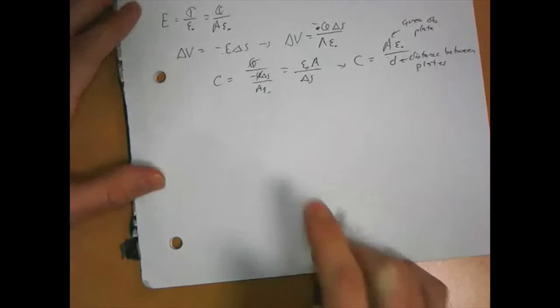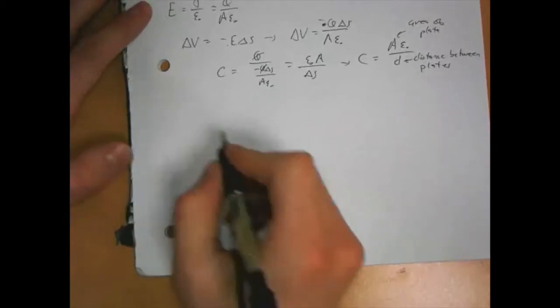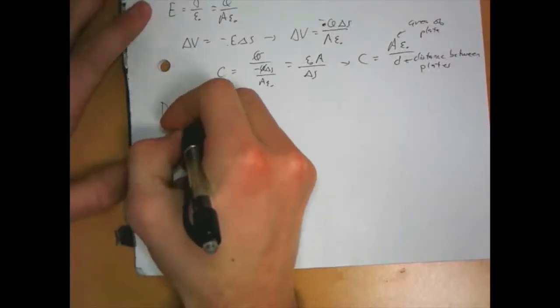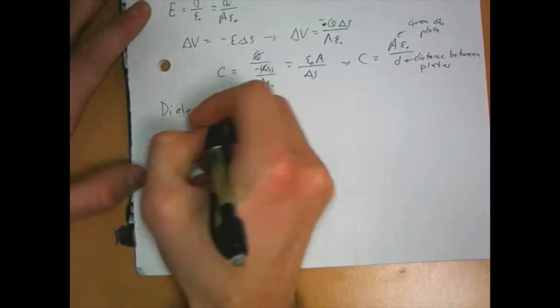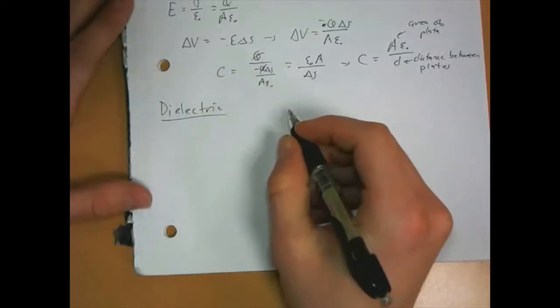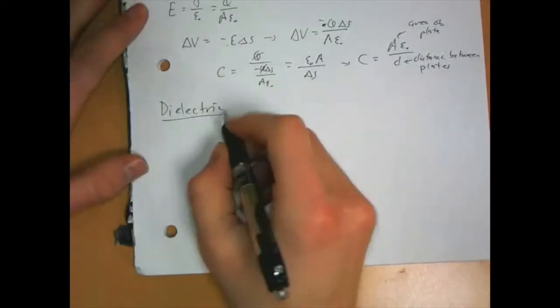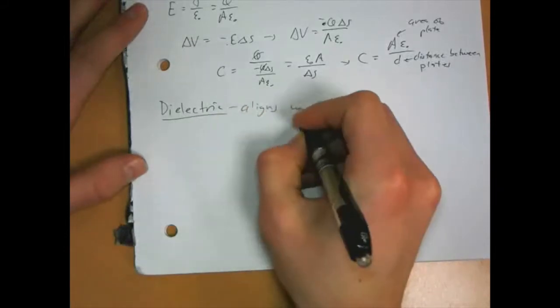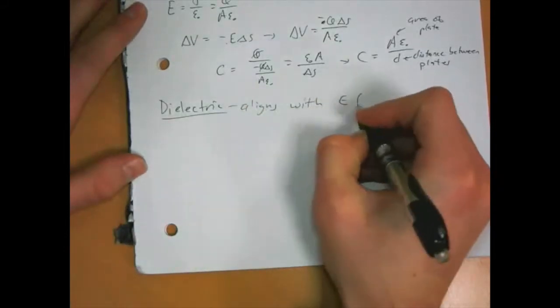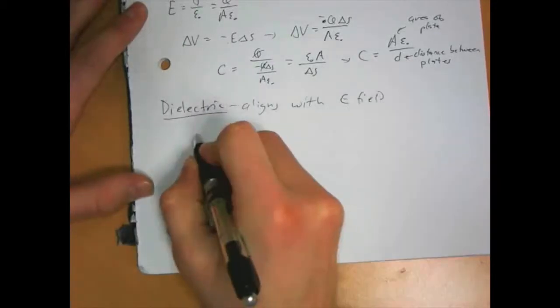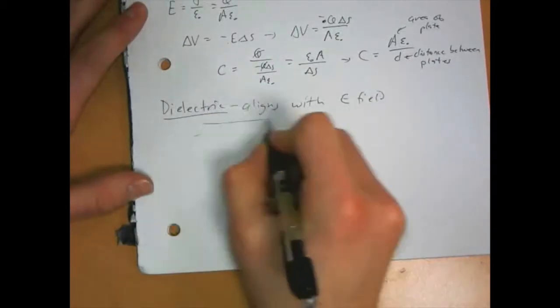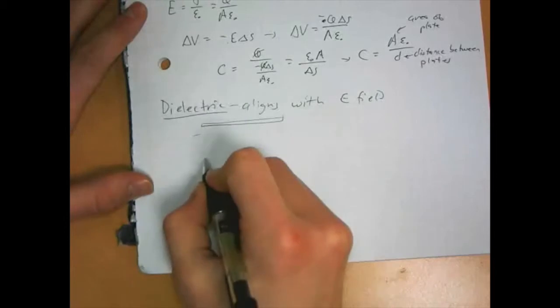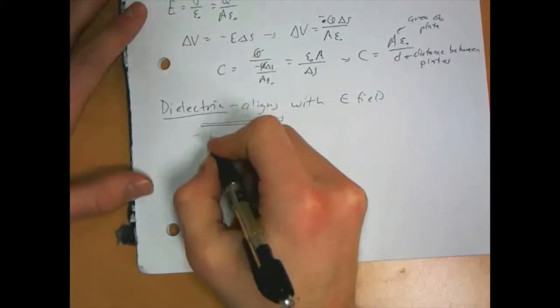One kind of material that is often used in a capacitor is what's called a dielectric. A dielectric is a material that aligns with an electric field. So if we put a dielectric in between the plates of a capacitor, we've got an electric field going downward.